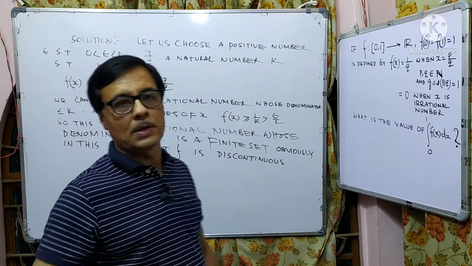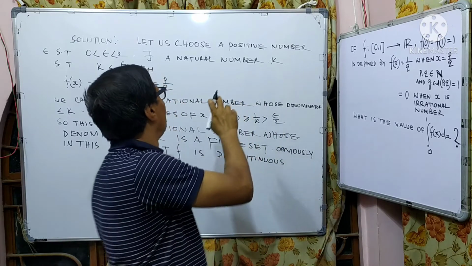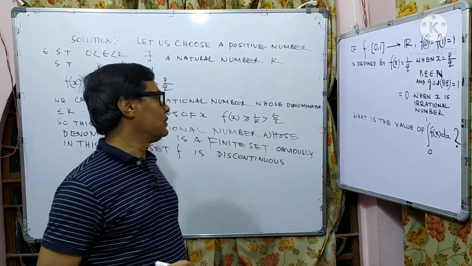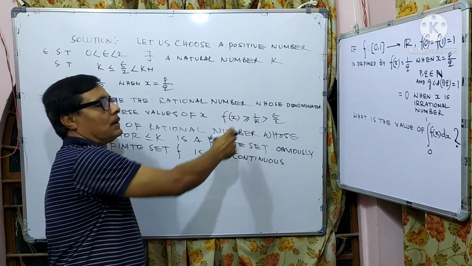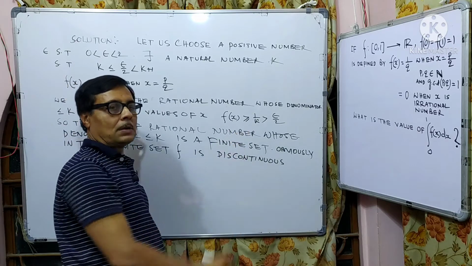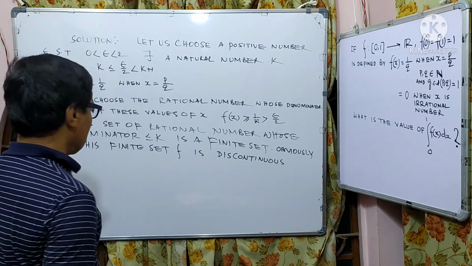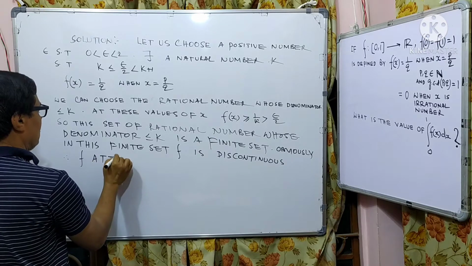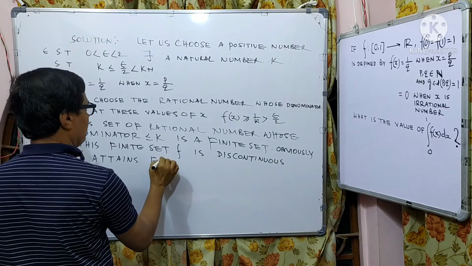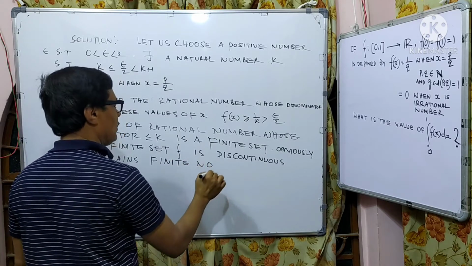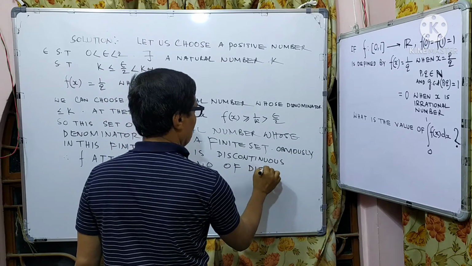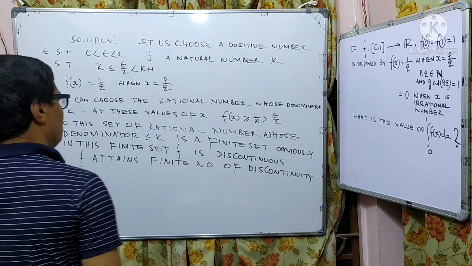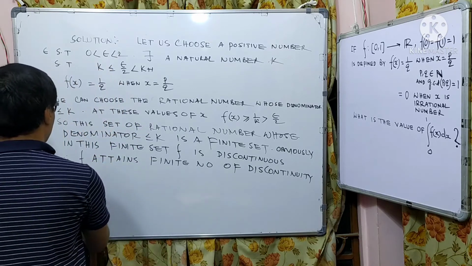Discontinuous because f(x) is greater than epsilon by 2. Epsilon is an arbitrary number whose value is greater than 0 and less than 2. It is an arbitrary number, and f is greater than this arbitrary number, so it cannot be continuous in this finite set. So f is discontinuous here, and so f has a finite number of discontinuities.